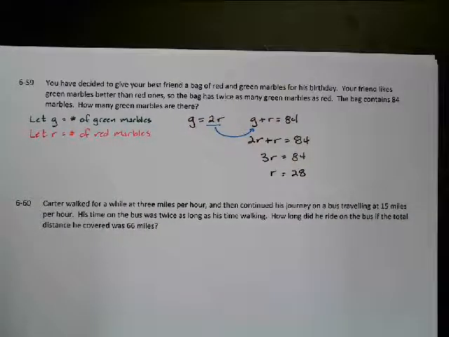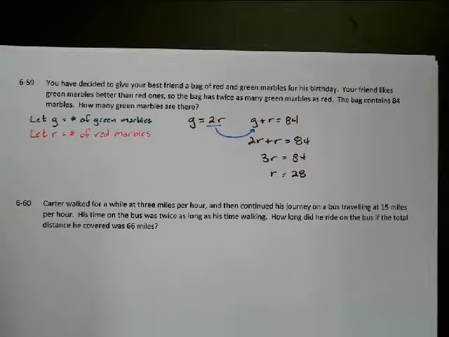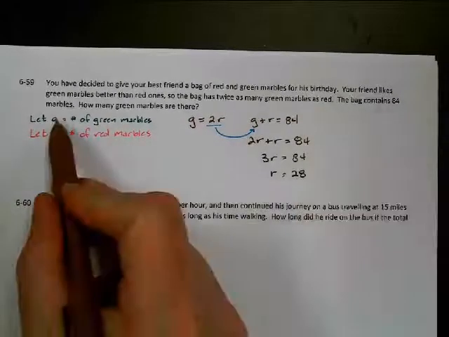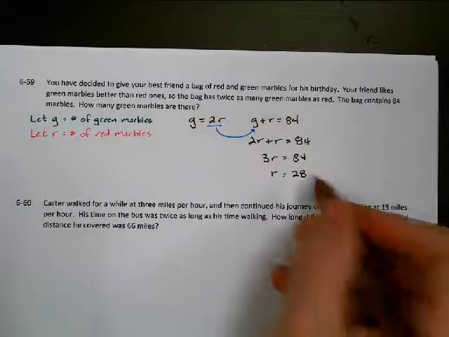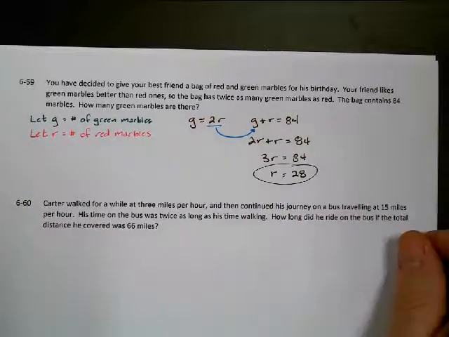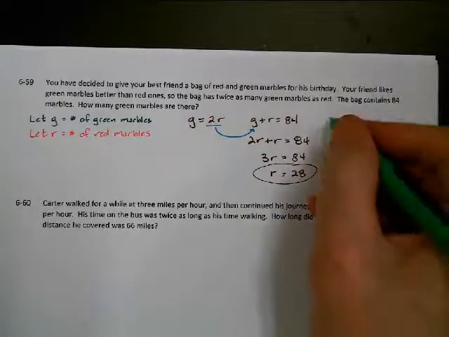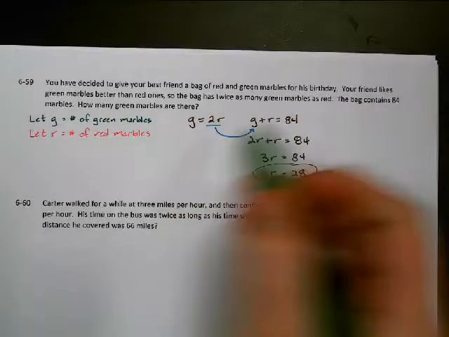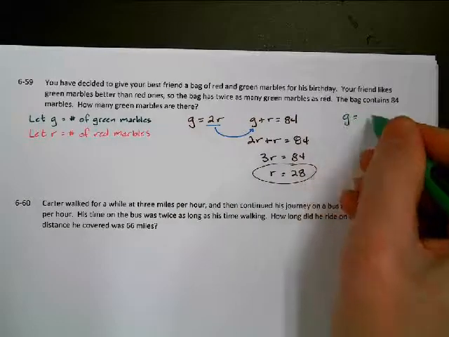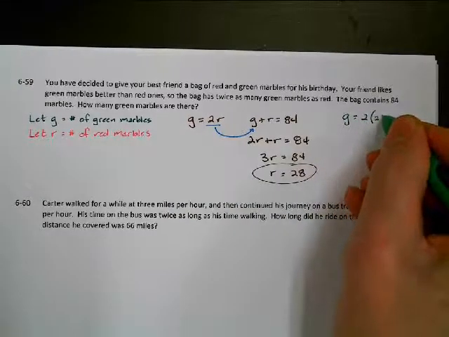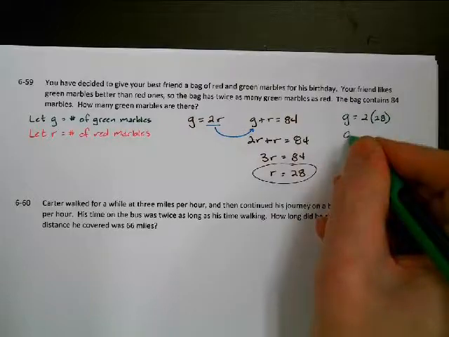All right. The bag contains blah, blah, blah. How many green ones are there? We did not solve the answer. We found out how many red ones there are. So in order to find out how many green ones there are, I'm going to have to use this equation here. Green equals 2 times R. R is 28. So green is going to be 56. So there are 56 green marbles.